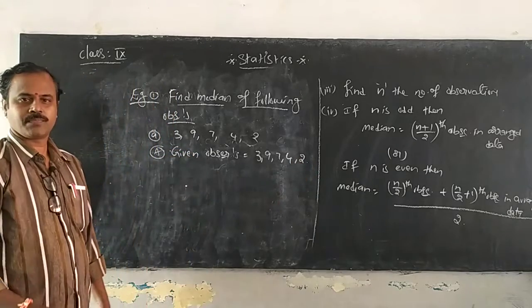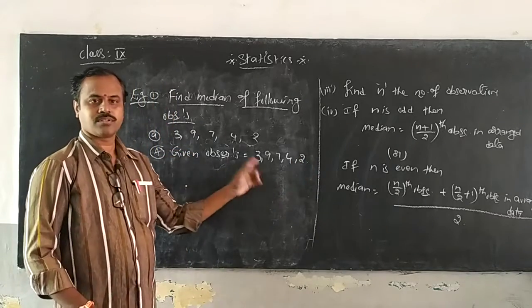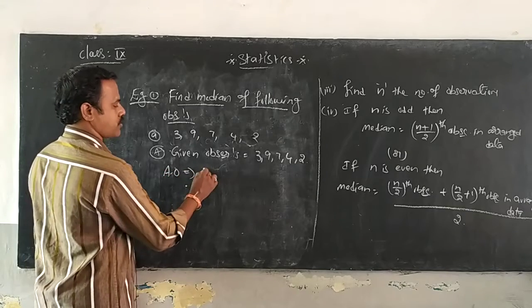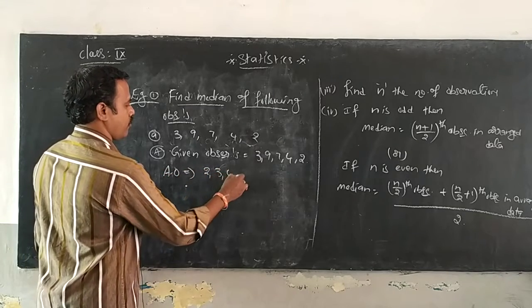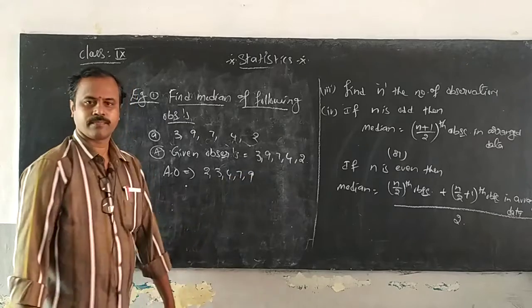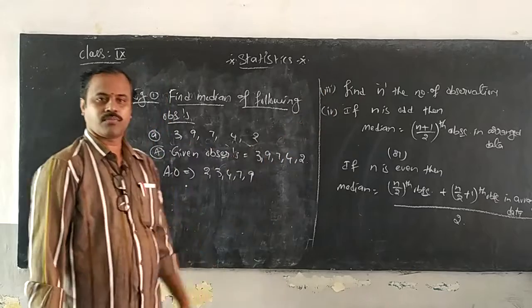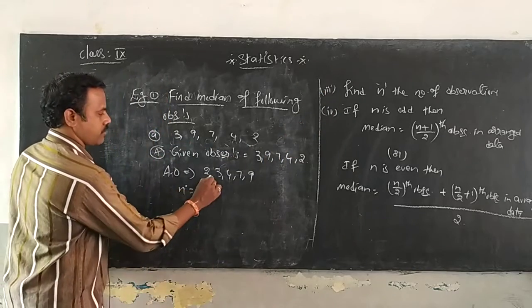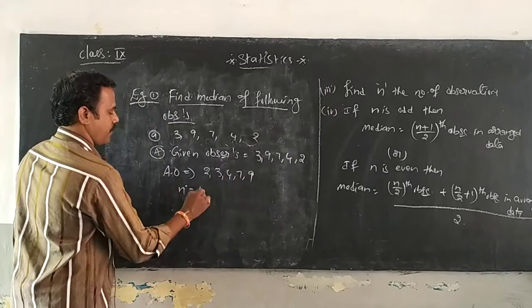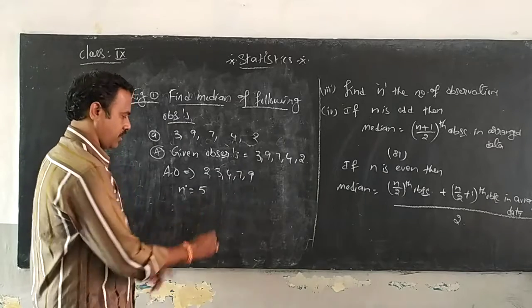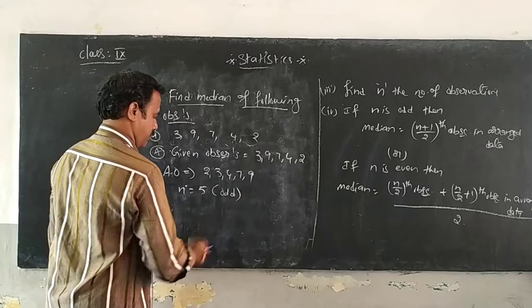Now what is the second step? Arrange the observations in ascending order: 2, 3, 4, 7, 9. The third step is find n, the number of observations. So n is equal to 5. Is 5 an even number or an odd number? It is an odd number.